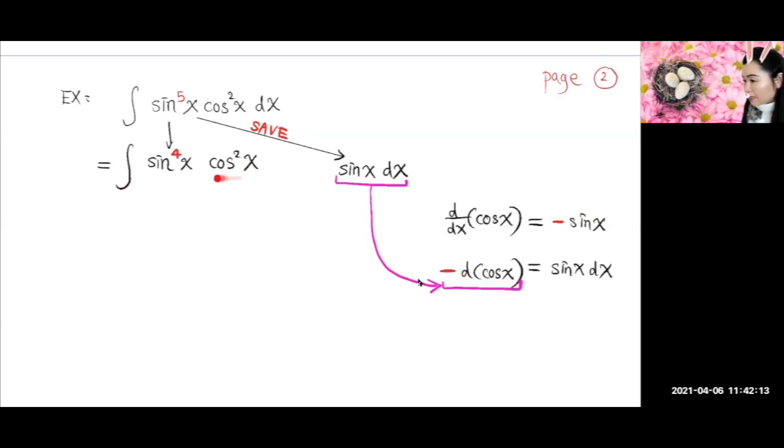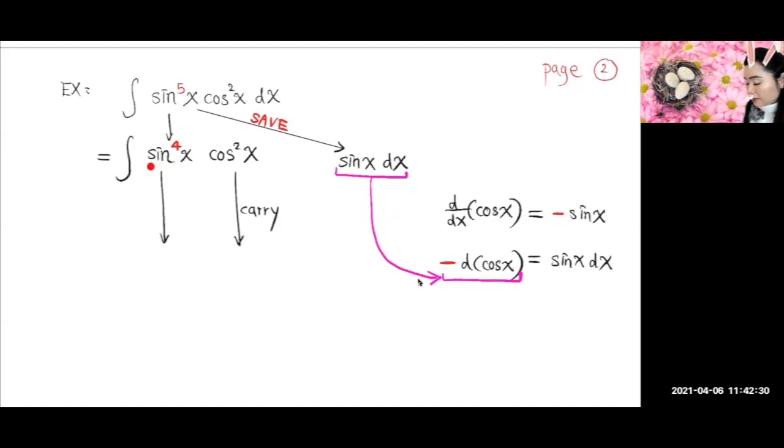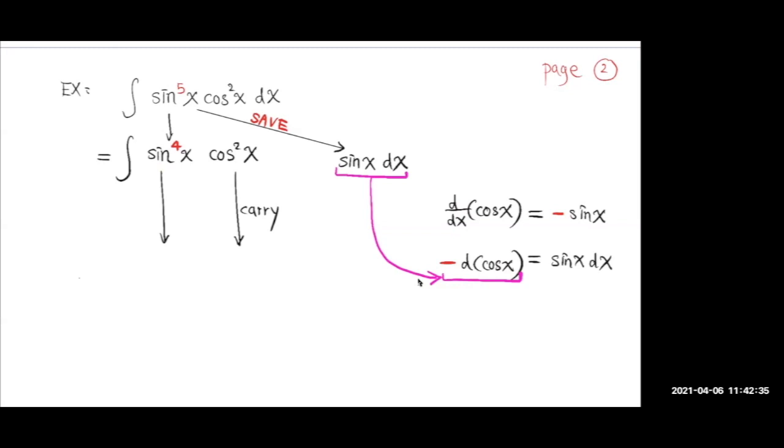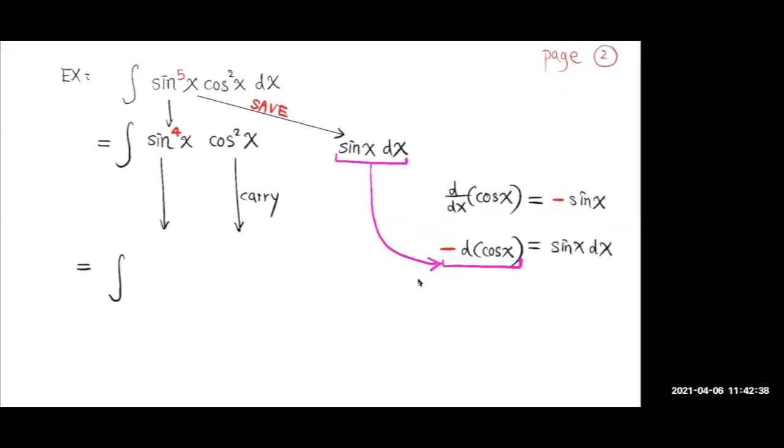So this cosine square x here, you're not going to change. You're just going to carry that, okay? So this part over here, you just carry. What about this part over here? What should I do? 1 minus cosine square x, squared.